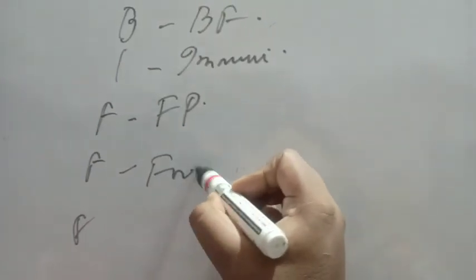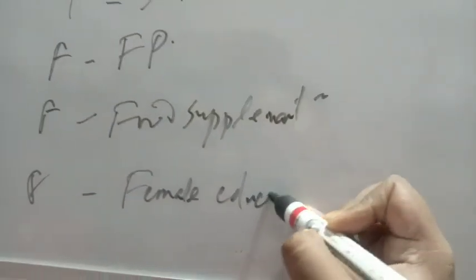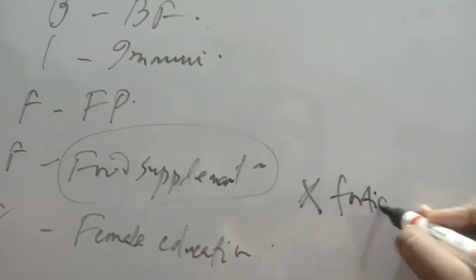Another F is for food supplementation. And another F is for female education. Food supplementation, they will give you so many options, and one of them they will write food fortification or something like that. So then you will get confused. You will mark it, yes, this is food fortification, sir, but no, remember this is food supplementation, it is not food fortification. Okay.